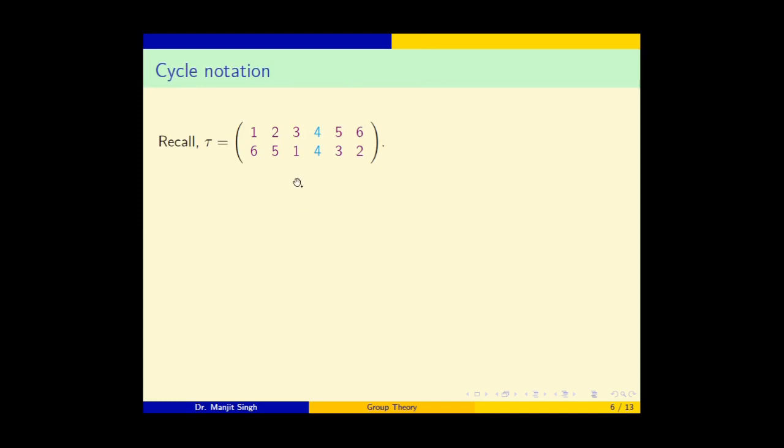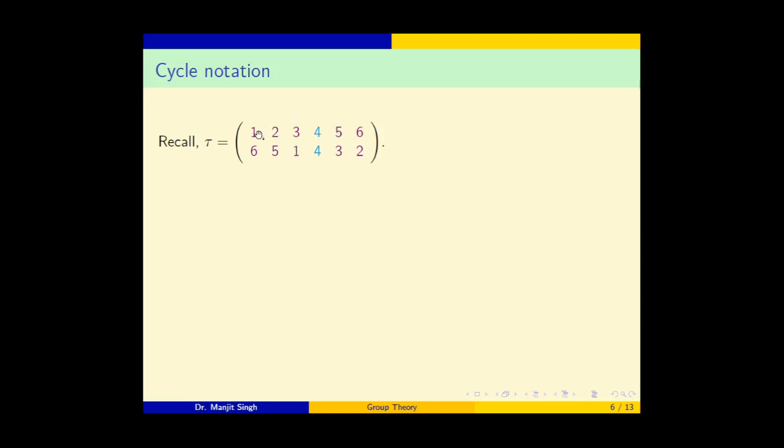Cyclic notation is useful for computation of various problems of permutations. So now recall tau. Tau is a permutation in S6 we discussed previously. 1 has image 6, 2 has image 5, 3 has image 1, and 4 has image 4. This is an interesting situation. 5 has image 3, 6 has image 2. So you can see that 1 has image 6, and 6 has image 2, and 2 has image 5, 5 has image 3, and 3 has image 1.